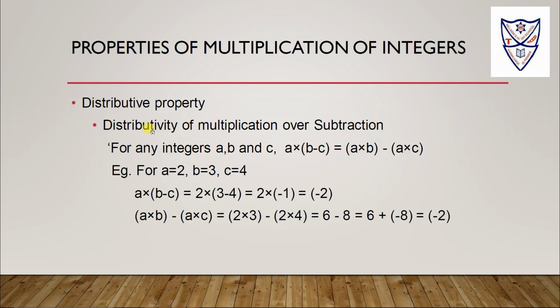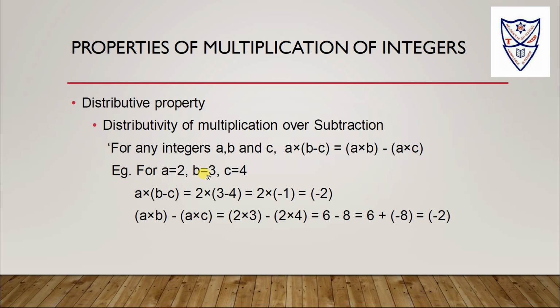Next property, distributivity of multiplication over subtraction. For any integers a, b and c, a multiplied by, in the bracket, b minus c. Here between b and c there is a negative sign, minus, subtraction. This is equal to a multiplied by b minus a multiplied by c. Let's learn this with one example.